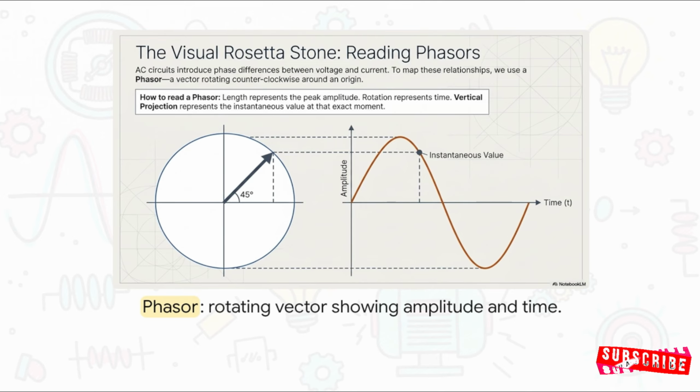The actual length of this arrow represents the peak amplitude of our wave, and its rotation represents time progressing forward. We can track the exact instantaneous value of a wave just by looking at the vertical projection of that arrow as it spins. It literally turns messy, complex trigonometry into a simple spinning circle.